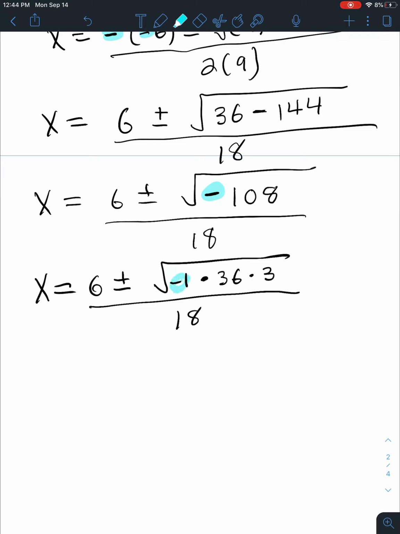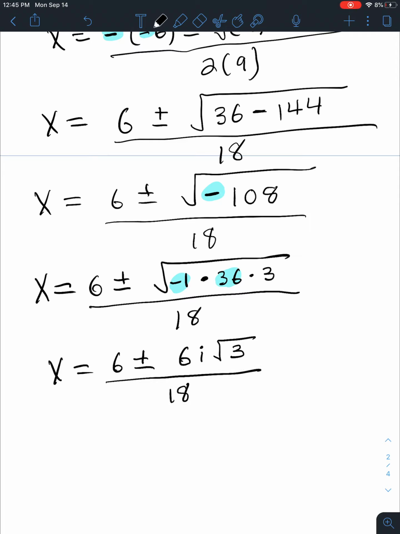Now I'm going to take the square root of stuff that I can. So the square root of 36, first of all, is 6. So I take a 6 outside. The square root of negative 1 is i, because that's how we defined it. And we still have the square root of 3, because we didn't do anything with the 3. And we divide this by 18.